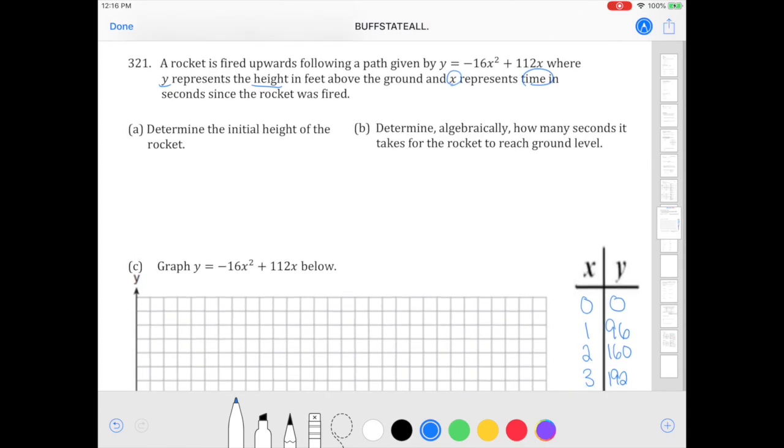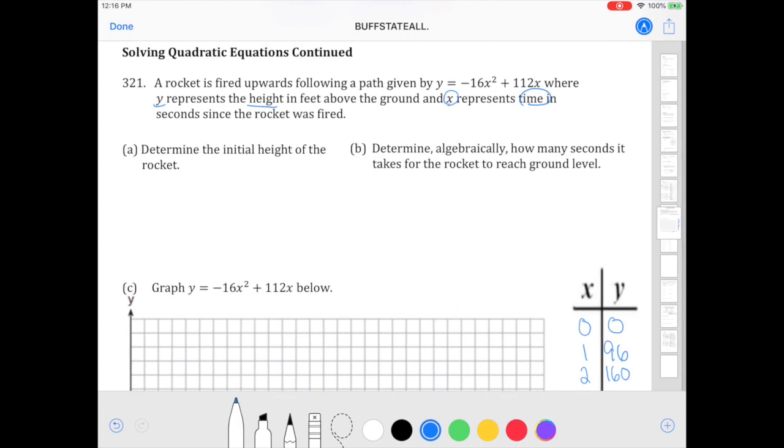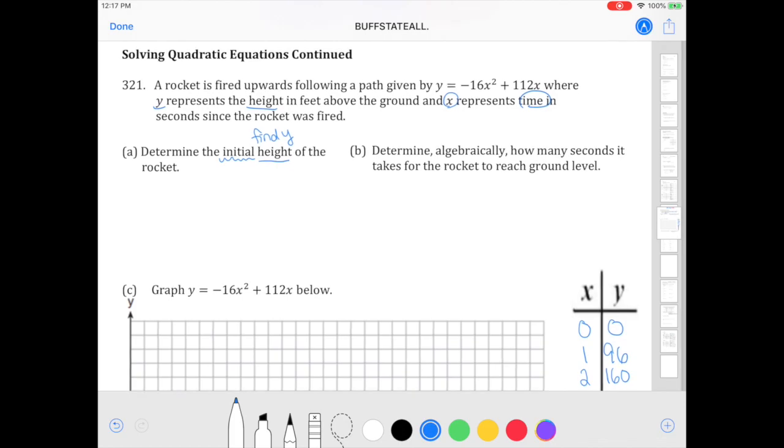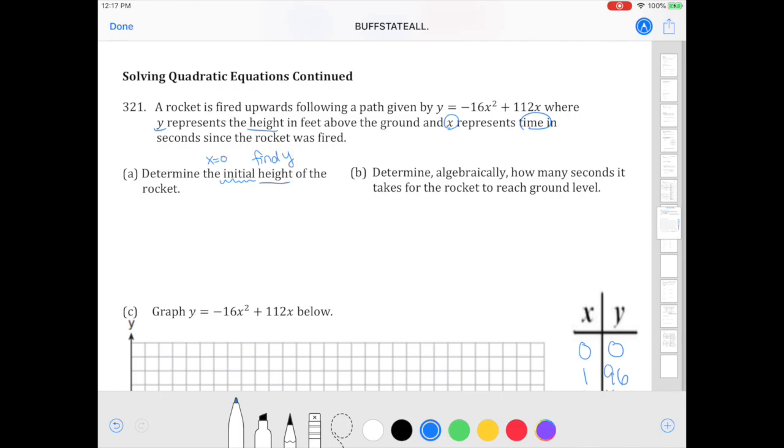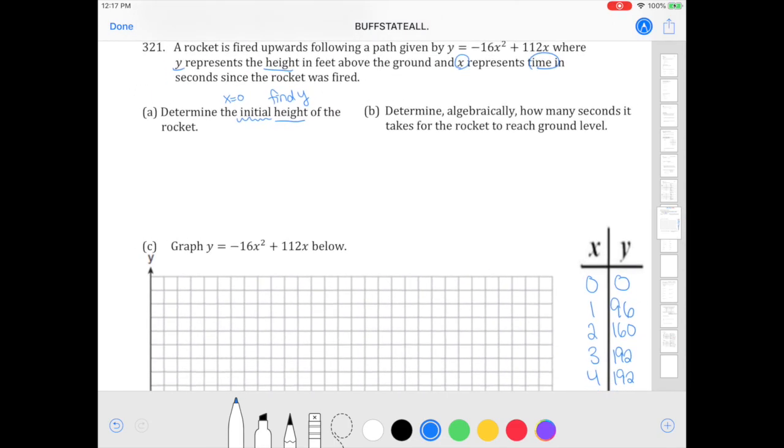Okay. Part A says determine the initial height of the rocket. So when it's asking you to find height, it's saying find y, but it wants the height at the initial starting point. If you're trying to find y, that means you need to plug in an x. Think about what x would need to be plugged in if you're just starting. Initial means that x is 0. So in that equation we were given, everywhere you see an x, you should plug in a 0. So negative 16, instead of x squared, I'm going to write 0 squared, plus 112 comes down times x, but in place of x, again, I put in a 0.